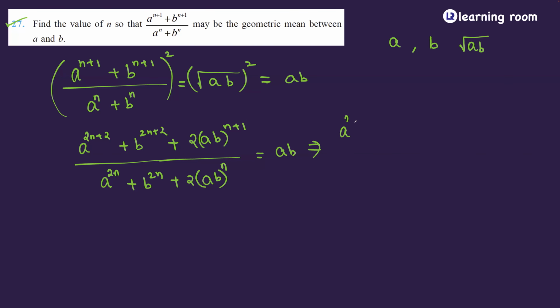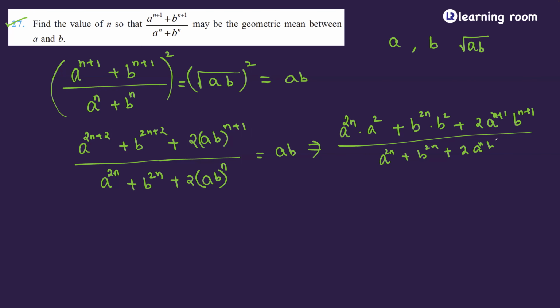So you can write this as a power 2n into a square plus b power 2n into b square plus 2 times a power n plus 1 into b power n plus 1, the whole divided by, here it is going to be a power 2n plus b power 2n plus 2 times a power n into b power n. Now what I need to take out common is the a power 2n. So if I take out a power 2n common, will there be any?